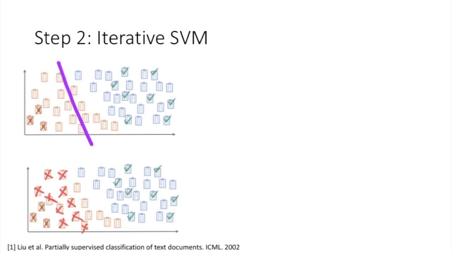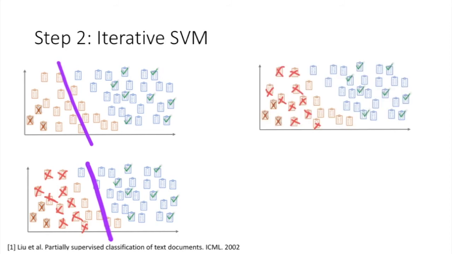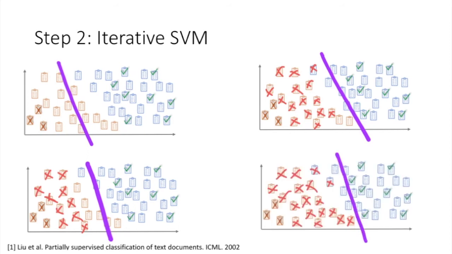With these new reliable negative examples, we can retrain a classifier. Now it could look like this. And again, we label the ones that were predicted as negative also as negative, and we retrain the SVM classifier. We continue like this until the classifier doesn't change anymore or some other stop criterion is reached.